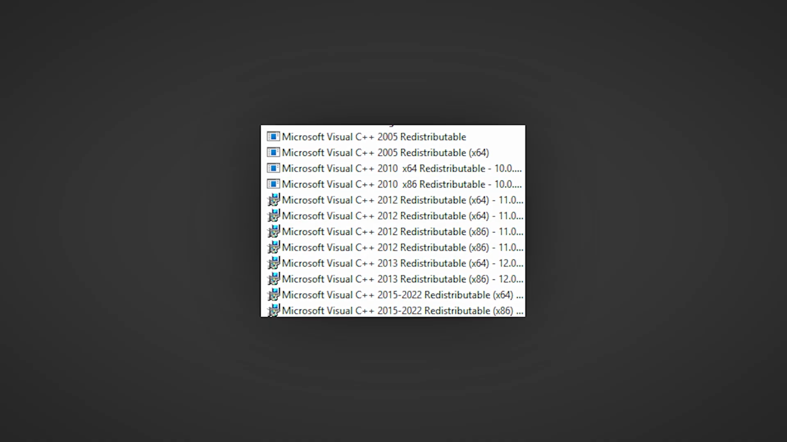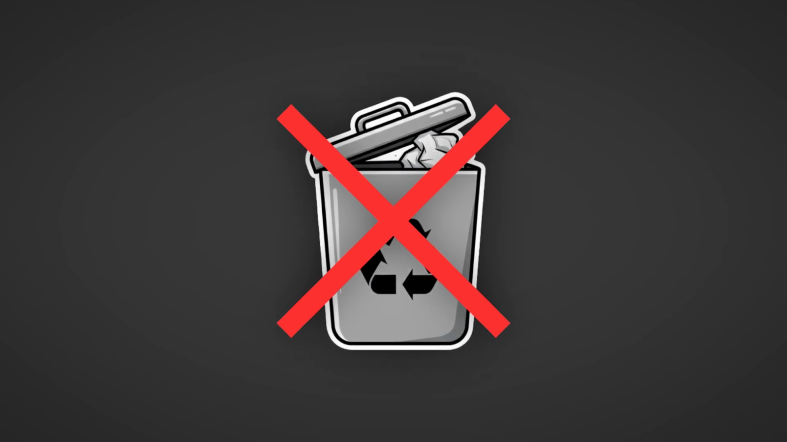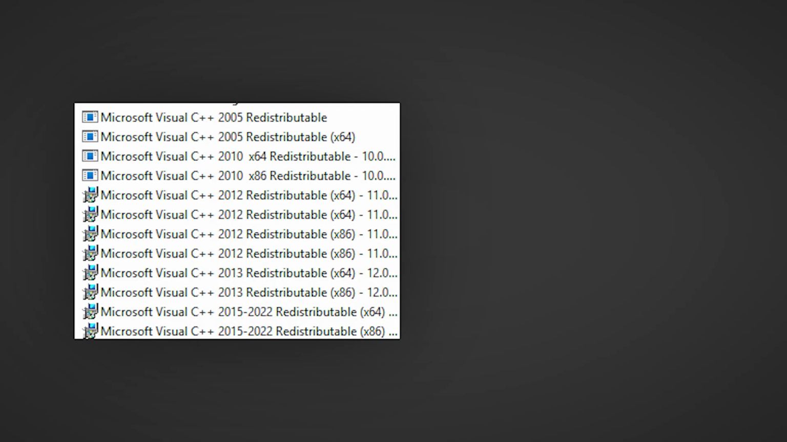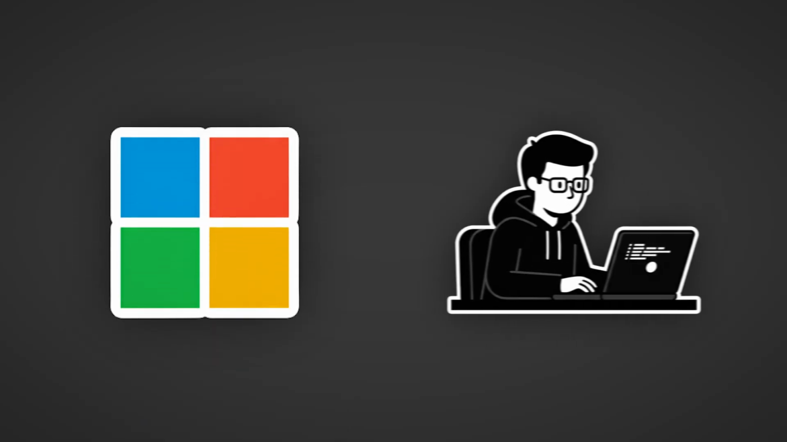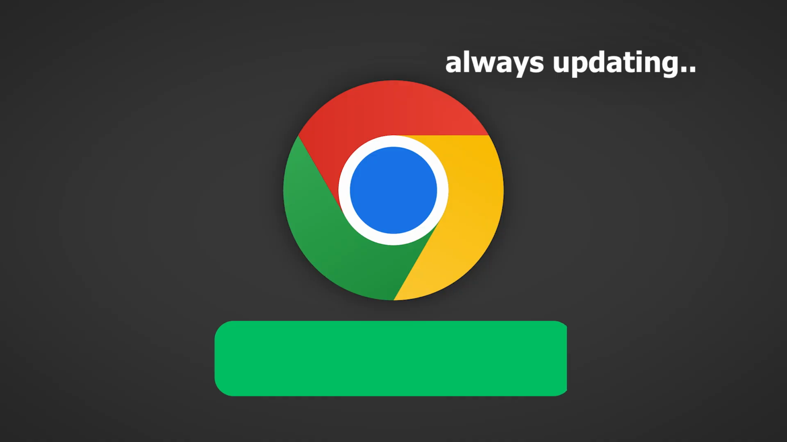Here's what you need to understand. Those dozens of Visual C++ installations aren't a bug. They're not bloat. They're actually necessary. Every version exists because some program on your computer needs it. And they don't even take up that much space. Each one is maybe 10 to 50 megabytes. That's nothing. Microsoft could force developers to always use the latest version. But then every program would need constant updates just to keep running.